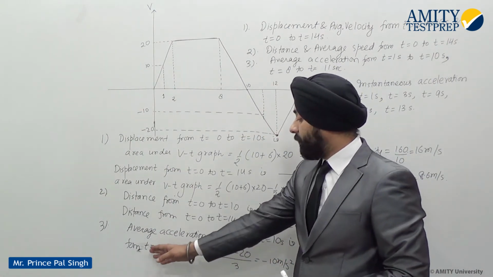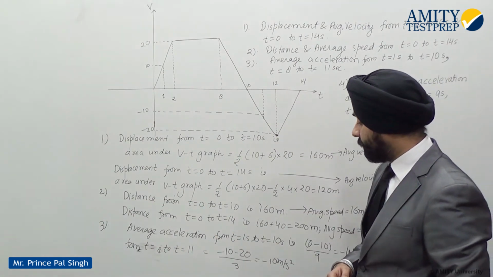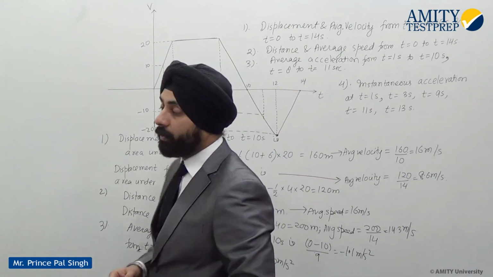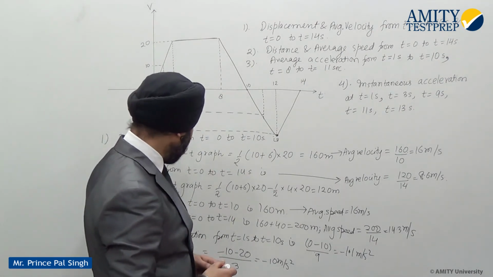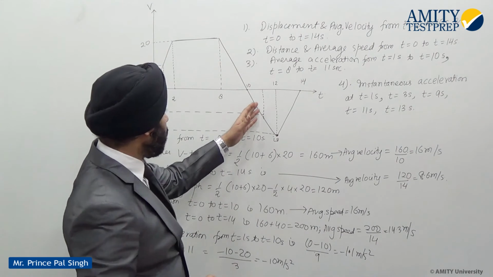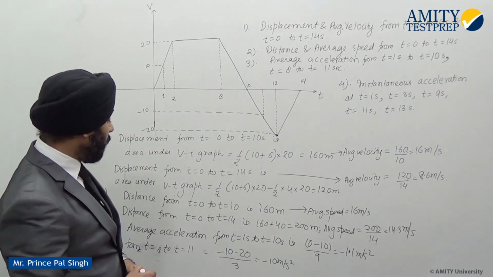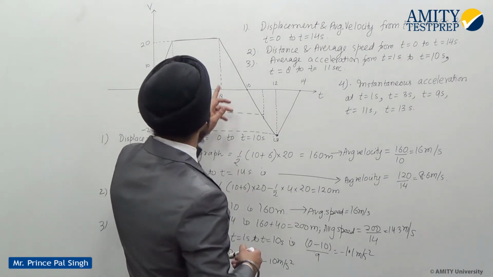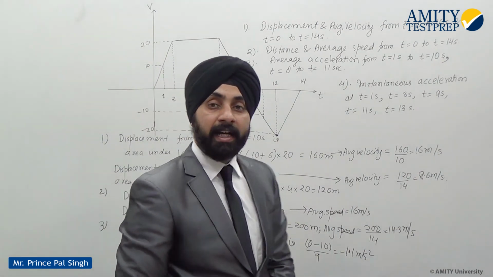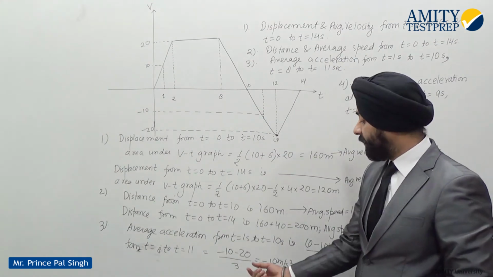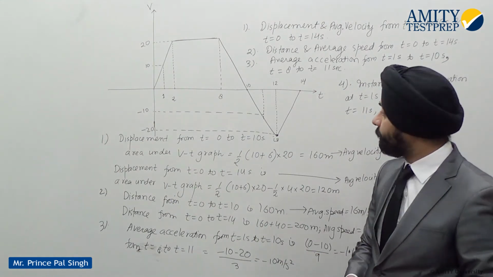For example, from t equal to 8 seconds to t equal to 11 seconds. For this interval we have to find out the average acceleration. The velocity at t equal to 11 seconds, over here we see that it is minus 10. From the graph it is clear. The velocity at 11 is minus 10. And the velocity at t equal to 8 is 20. So minus 10 minus 20 divided by the time interval. The time taken is 3 seconds, 11 minus 8. So it is minus 10 meters per second square.